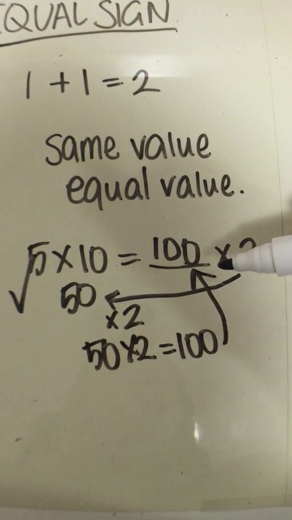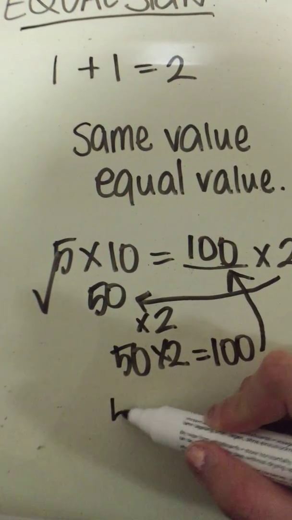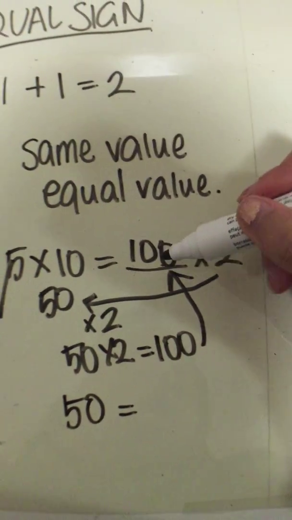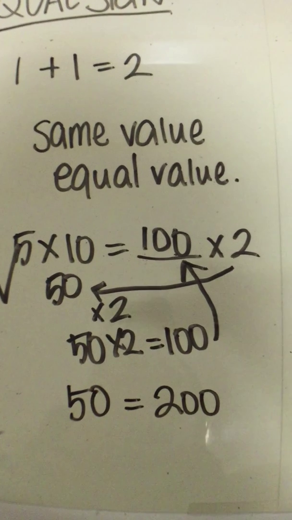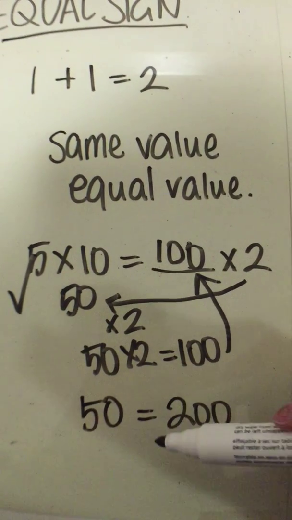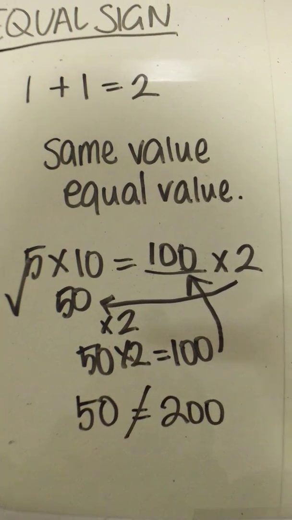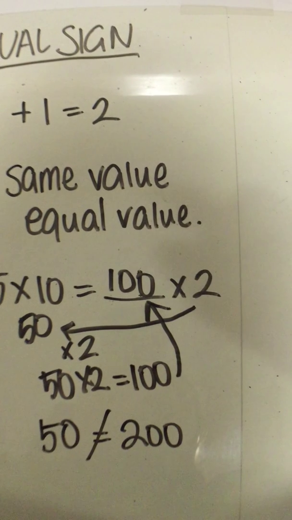If we keep going with this equation and we simplify it, that would mean 50 equals 100 times 2, 200. 50 equals 200. That is not right. That is not a true equation.